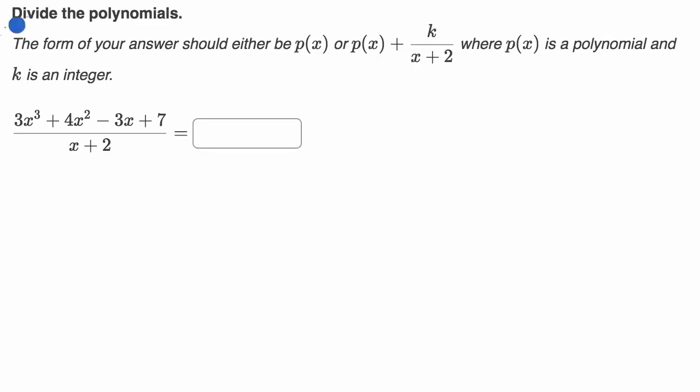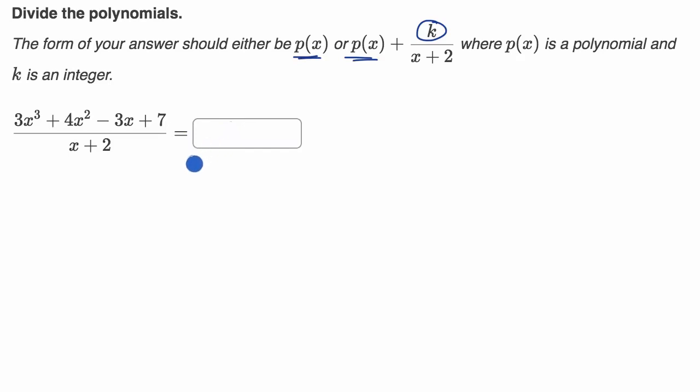We're told to divide the polynomials. The form of your answer should either be just a clean polynomial or some polynomial plus some constant over x plus 2, where p of x is a polynomial and k is an integer. Fair enough. And if we were doing this on Khan Academy, this is a screenshot from Khan Academy, we would have to type this in, but we're just going to do it by hand. And like always, pause this video and try to do it on your own before we work through it together.